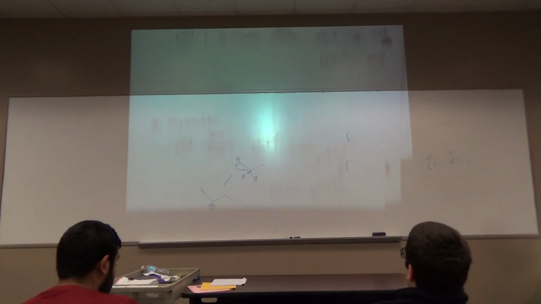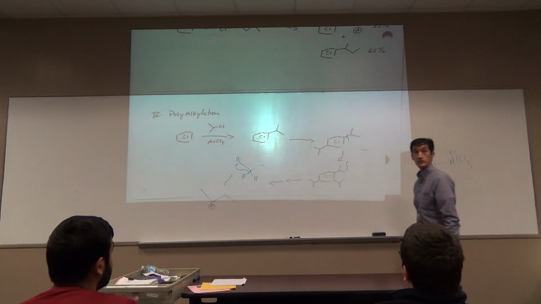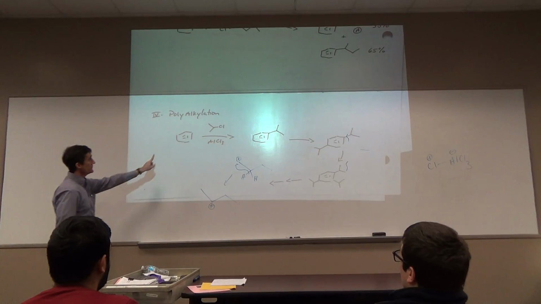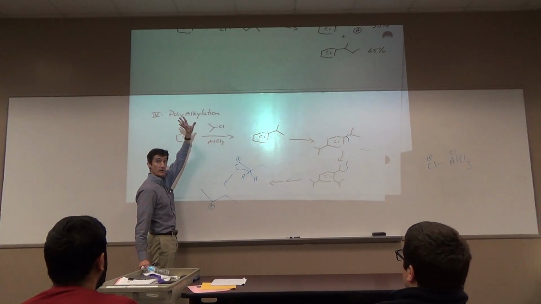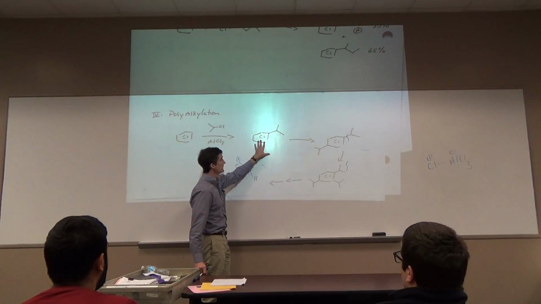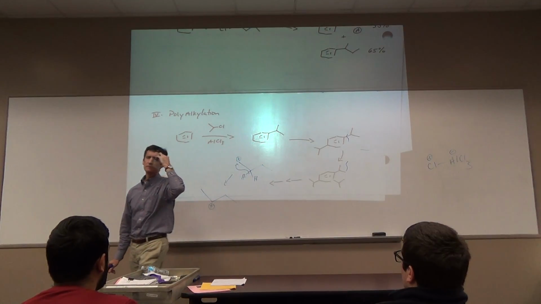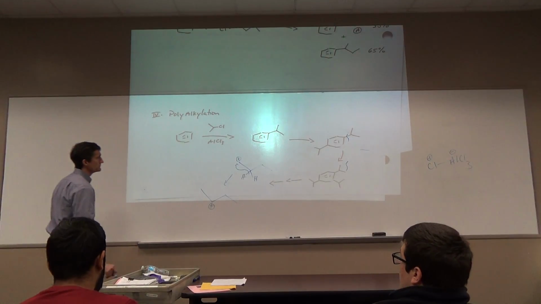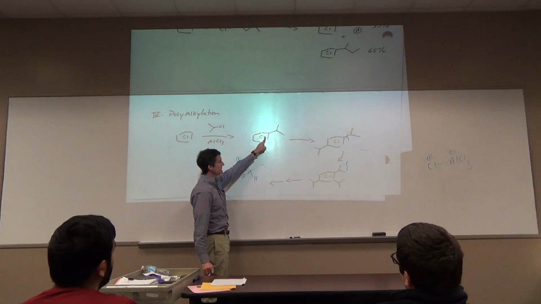Another problem. Again, may not be a problem if you want it, but it's polyalkylation. So you do this here. This is our model reaction we did. Make isopropylbenzene, which may be called cumene. There's lots of common names. You don't need to know it. I think it's called cumene. I'll call it isopropylbenzene.